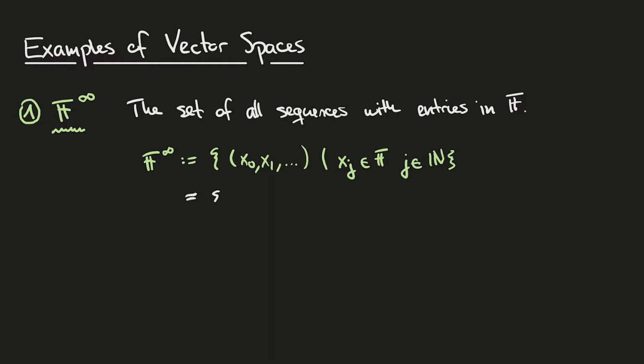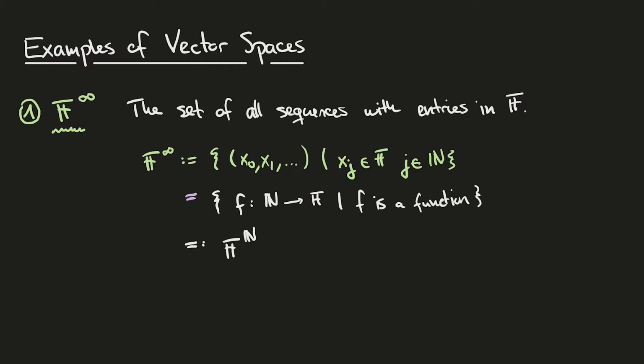Another way to view this set is as the set of all functions from the natural numbers to our field f. And by convention, we denote the set of all functions from n to f by f superscript n. So if you've never seen this notation before, it might be a bit confusing at first. So f superscript n is actually the set of all functions going from n to f, and not the other way around.